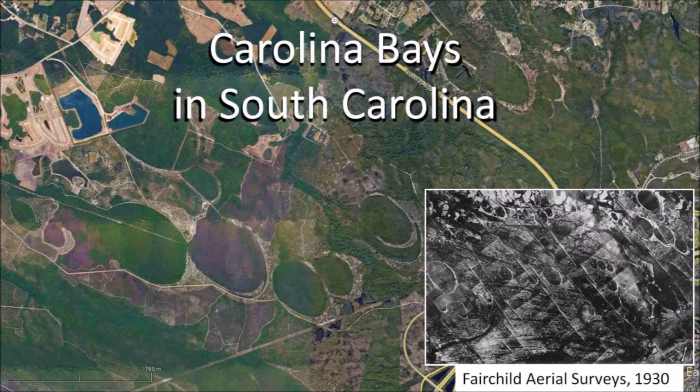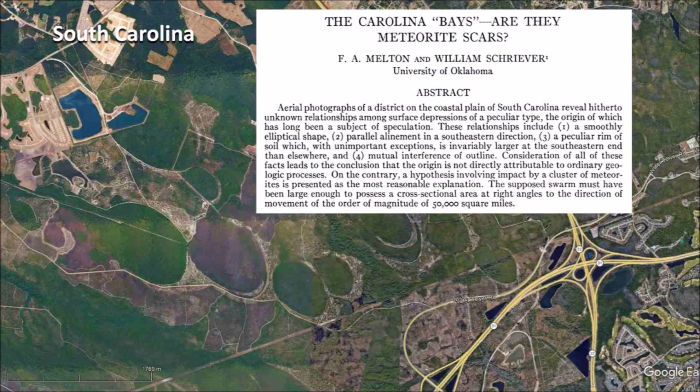The bays in South Carolina gained wide attention after an aerial survey near Conway, South Carolina, showed a multitude of elliptical basins with raised rims that were uniformly oriented. A 1933 paper published by Professors Melton and Schreiber from the University of Oklahoma wondered whether the Carolina bays were meteorite scars. It did not take long for critics of the impact hypothesis to advance their own explanations, setting off a clash of interpretations that split researchers into 2 camps.